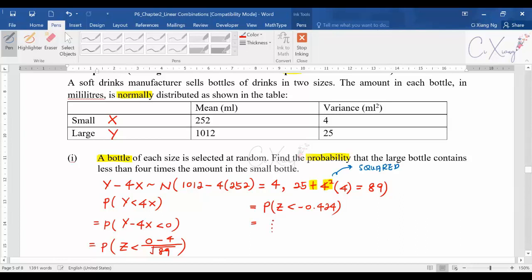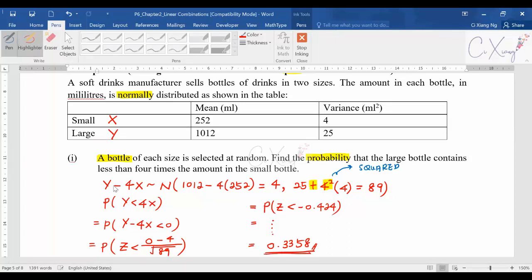And please continue to write out the proper steps to get an answer. It should be 0.3358. This is for part 1, when you are having the linear combination of Y minus 4X. It is 4 times the small bottle. Alright, so 4 times the small bottle, that's why you have the 4X there. Okay, so the answer should be 0.3358.